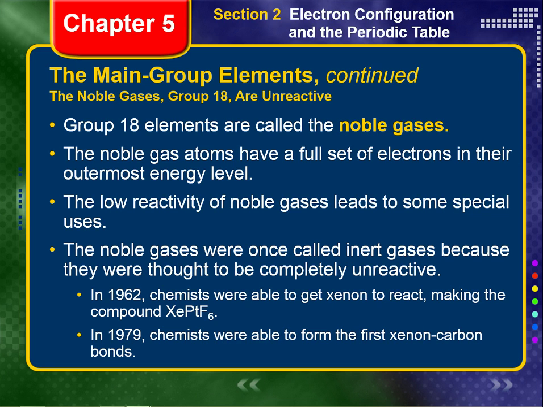The noble gases were once called the inert gases because they were thought to be completely unreactive. But in 1962, chemists were able to get xenon to react, making a compound that was pretty convoluted and actually took a lot of work. And then in 1979, chemists were able to form the first xenon-carbon bonds. Now, just because they could make it happen doesn't mean it happens naturally. You can create bonds, but they certainly don't happen in nature with noble gases.